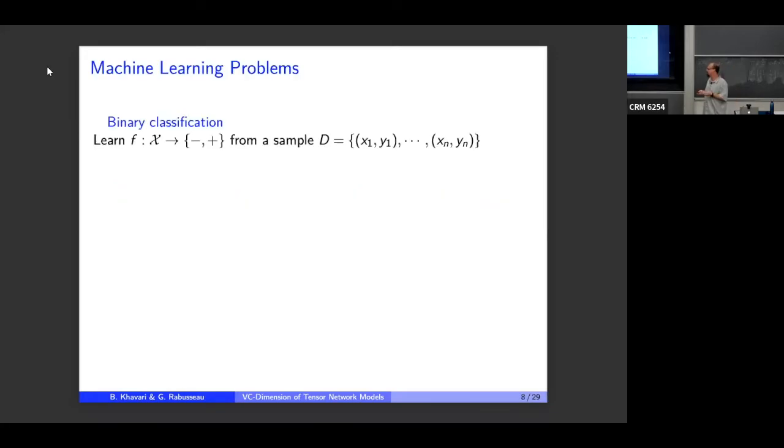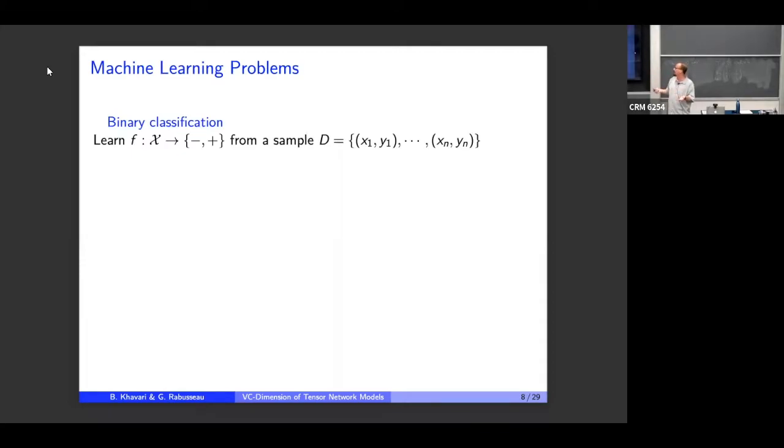We will consider 3 classical machine learning tasks. The first is binary classification. So we want to learn a function f that just assigns to each possible input in an input space X some label, -1 or +1, from a sample. So we have a data set that is drawn from some unknown distribution, and we suppose that each yi here is some kind of realization of f of xi, the corresponding outputs, maybe noisy, maybe not. But we want to learn this function from this data set.